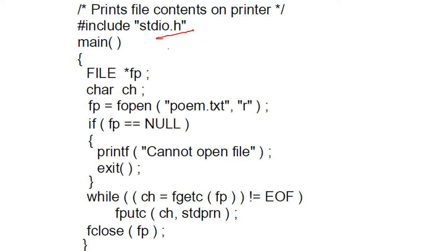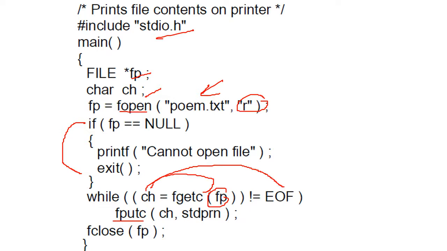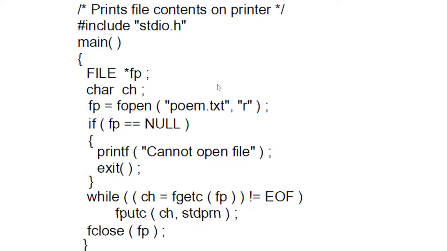This is stdio.h. We have a file pointer and a character variable. Now we are opening poem.txt with fopen in read mode. If it is not opening, we raise an issue. Otherwise, we get a character from fp using fgetc, check it for EOF, and just fputc ch to stdprn. So this is how it prints directly to the printer.